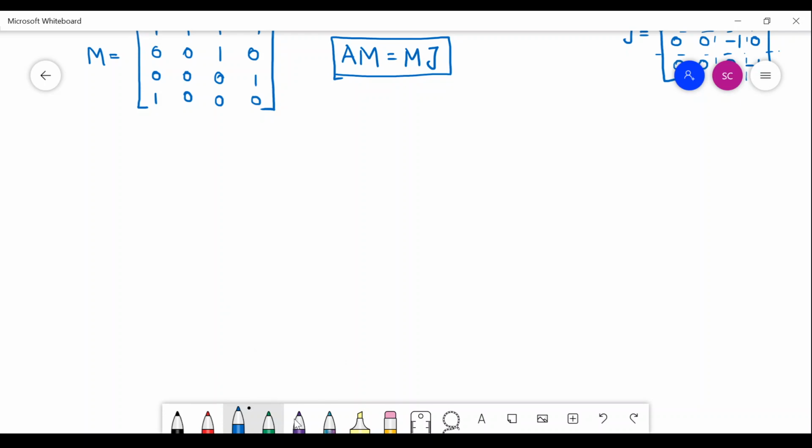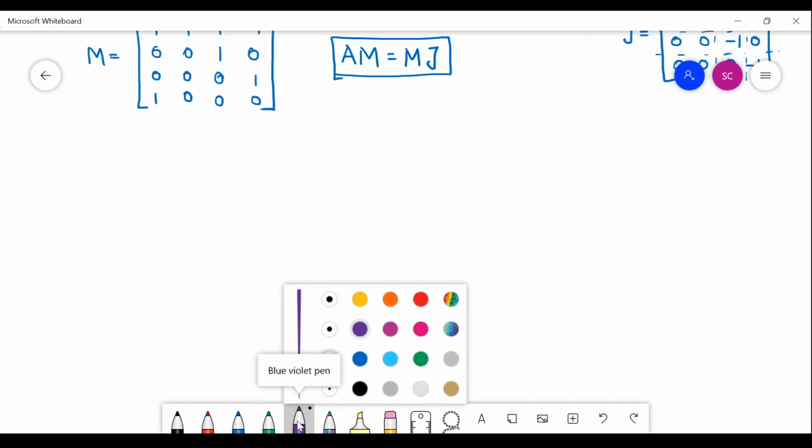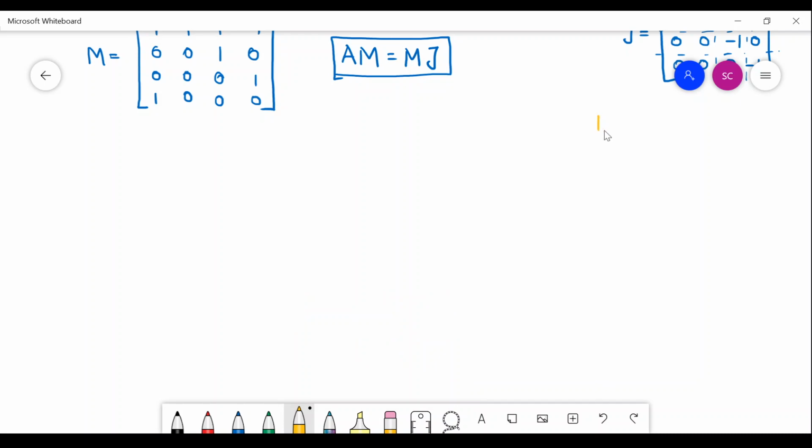So let us choose some nice color for the next example. Maybe, let me see how this yellow looks like. Seems good. Let's see. So next example is this.